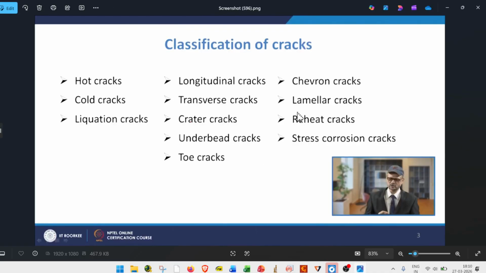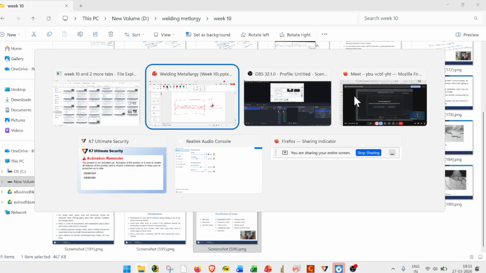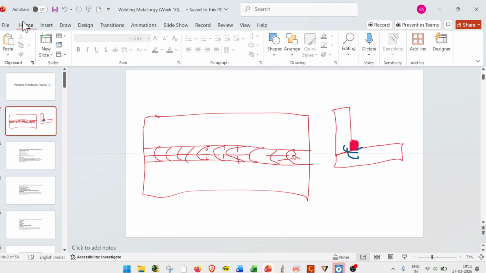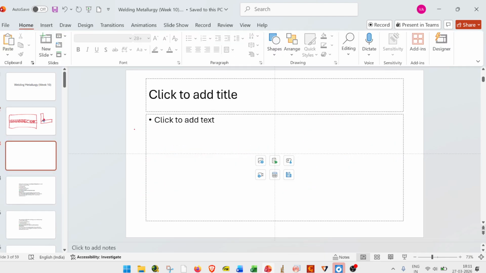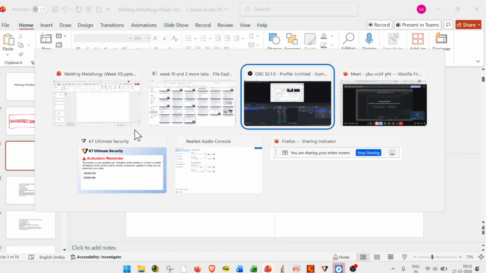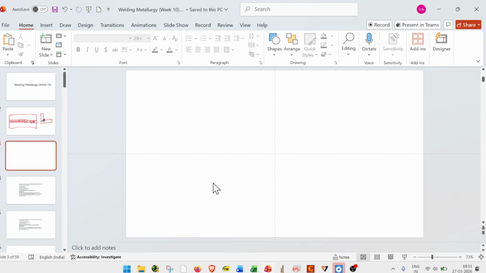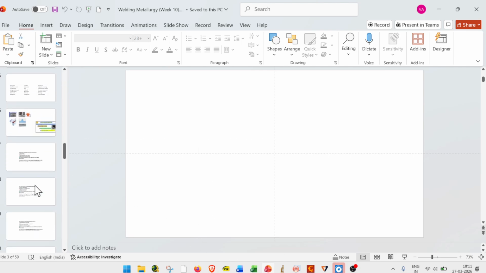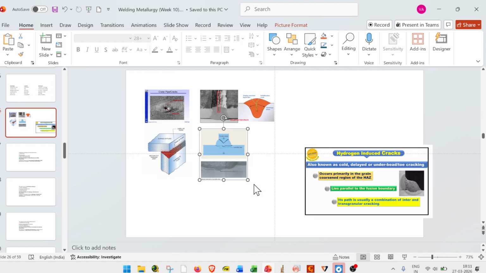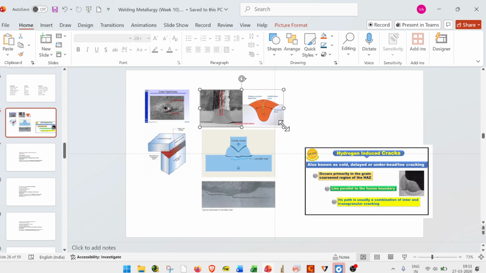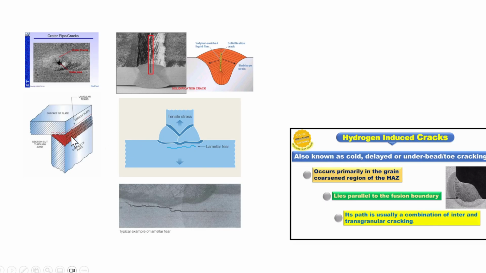Next, chevron cracking. These happen when cracks occur like this. You can see here the chevron cracking. And this is the laminar cracking.